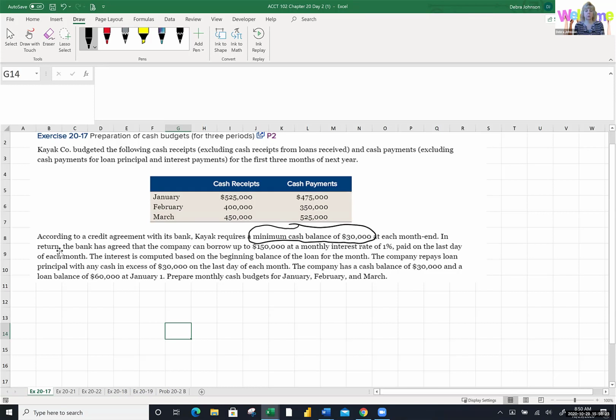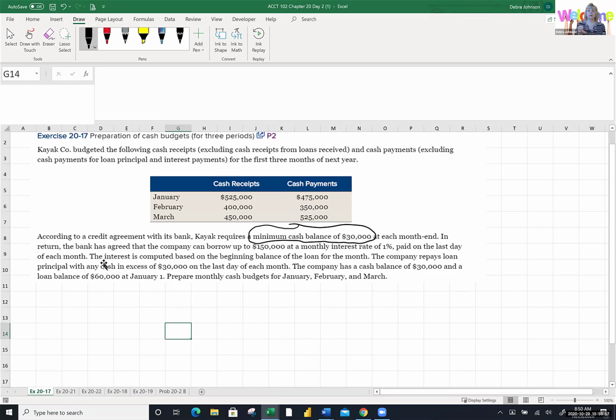In return, the bank has agreed that the company can borrow up to $150,000. There's the credit line. You might want to write in there that it is a credit line. They've given them a line of credit of $150,000 at a monthly interest rate of 1%, which is kind of odd. Usually they would say 12% annually, but they gave us a monthly rate, probably giving us a break on one of the first cash problems. Paid on the last day of each month.